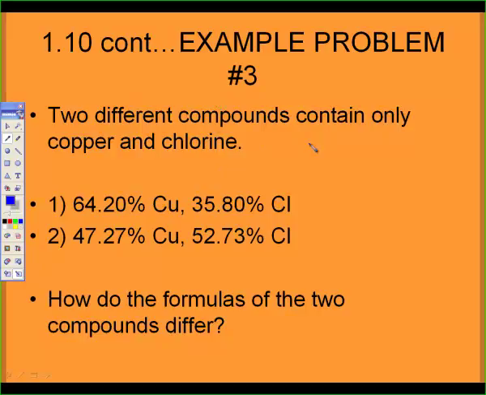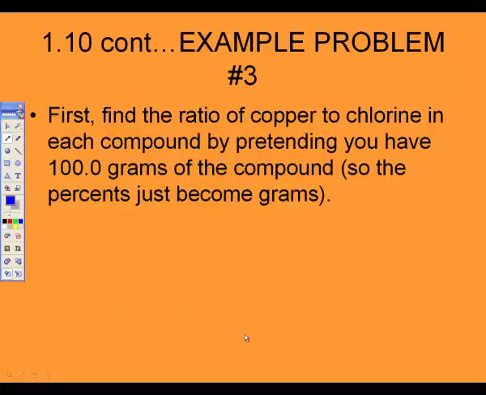It says 2 different compounds contain only copper and chlorine. Here are their percent by mass information, or their percent composition like we've been talking about this past week. Notice how they're different. So because they are different, we know that they are 2 different compounds. We want to know how the formulas of the 2 compounds differ from each other. We don't necessarily want to know their exact formula. We just want to know how they differ from each other. So I put some helpful hints on here.